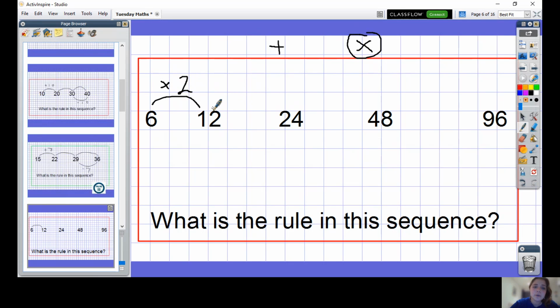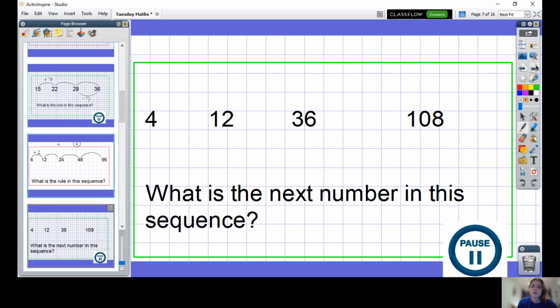Now I need to check if that rule follows for the rest of the sequence. 12 times 2 is equal to 24, 24 times 2 is equal to 48, and 48 times 2 is equal to 96. So the rule for this sequence was to multiply by 2. Can I ask you please to pause the video and have a go at this sequence? Remember to double check if you're adding or multiplying.